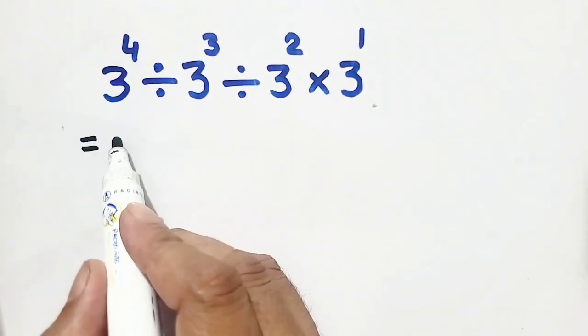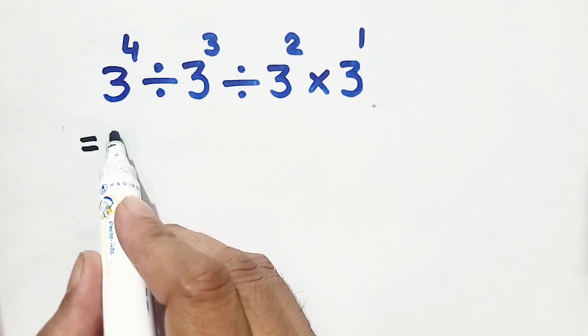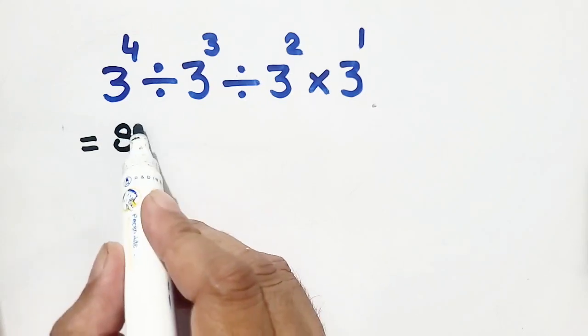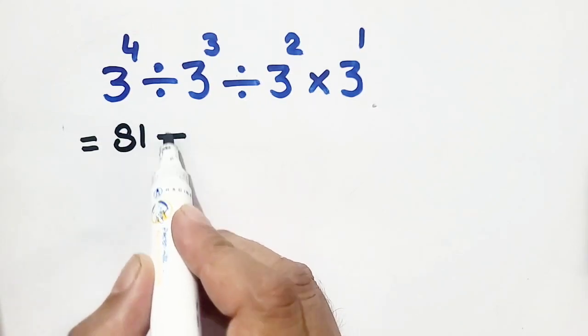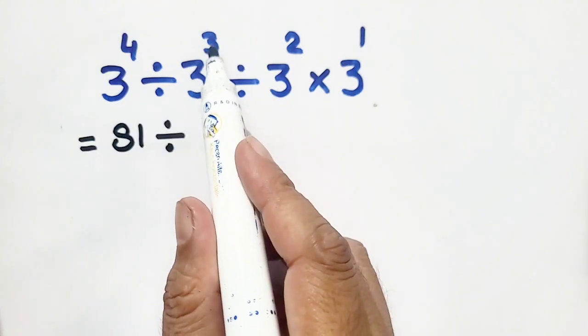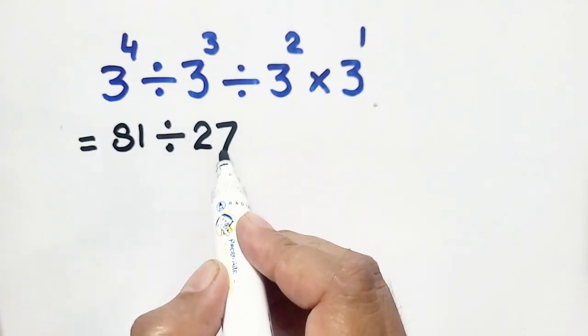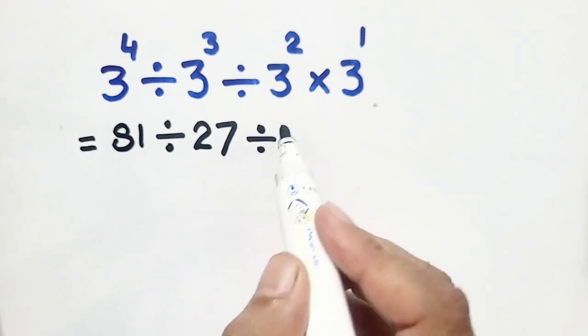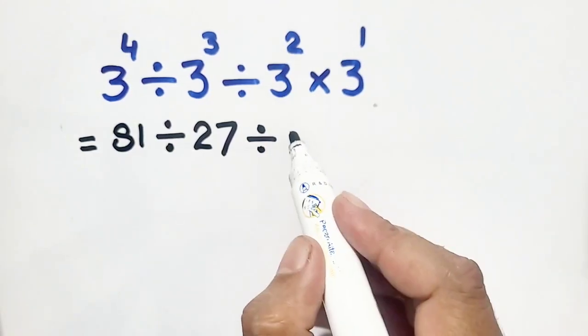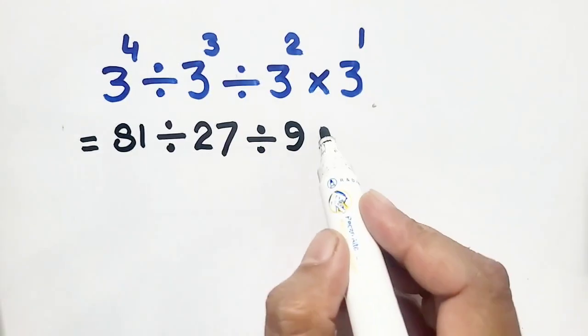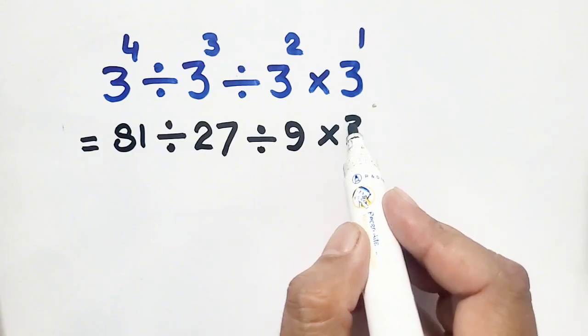3 raised to the power 4 will be equal to 81, divided by 3 cubed, which will be equal to 27, divided by 3 squared, which will be equal to 9, times 3.